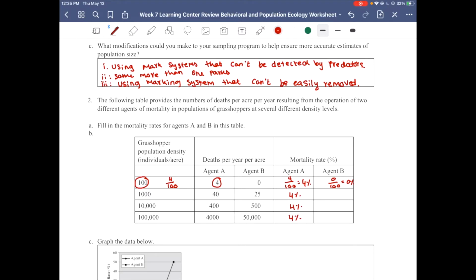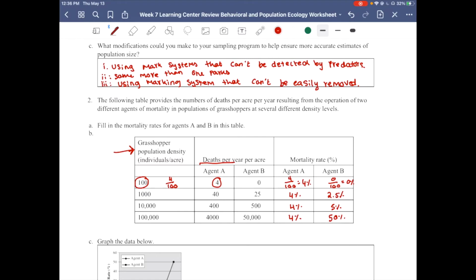But agent B starts increasing more. So we see 2.5% here, 5%, and then this would be 50% here. So that's how we got the mortality rate, just taking simple percentages from your population density. So just make sure that this part is population density and that this part is deaths per year. If you have those two things, then you can calculate your mortality rate.